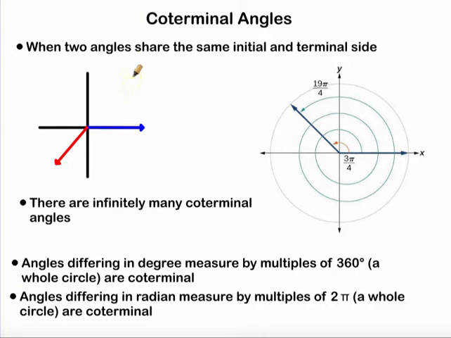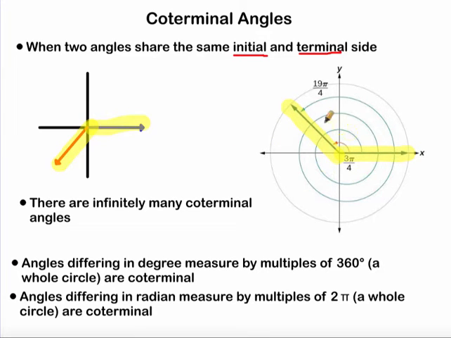Alright, so let's move on to a new topic, coterminal angles. So coterminal angles are when two angles share the exact same initial side and terminal side. Or in other words, their arrows both match up. So you'll notice here that I have two angles drawn in, 3/4 pi and a big one, 19 pi over 4. They both have an initial side on the positive x-axis, and they both have a terminal side over here in quadrant 2.